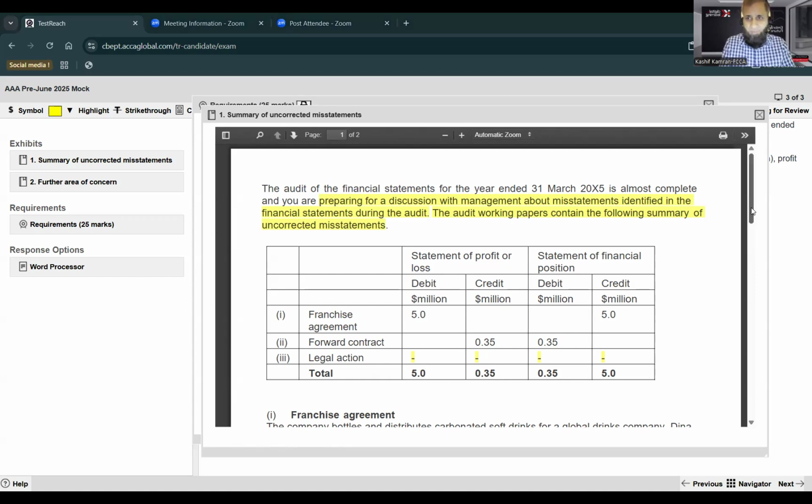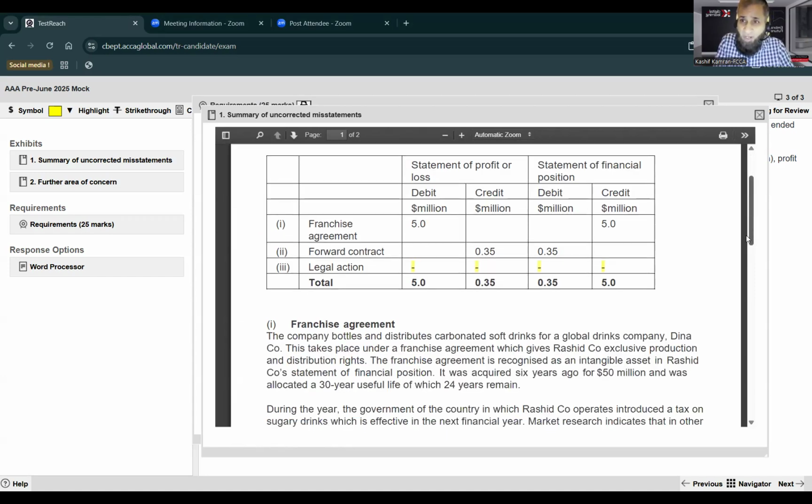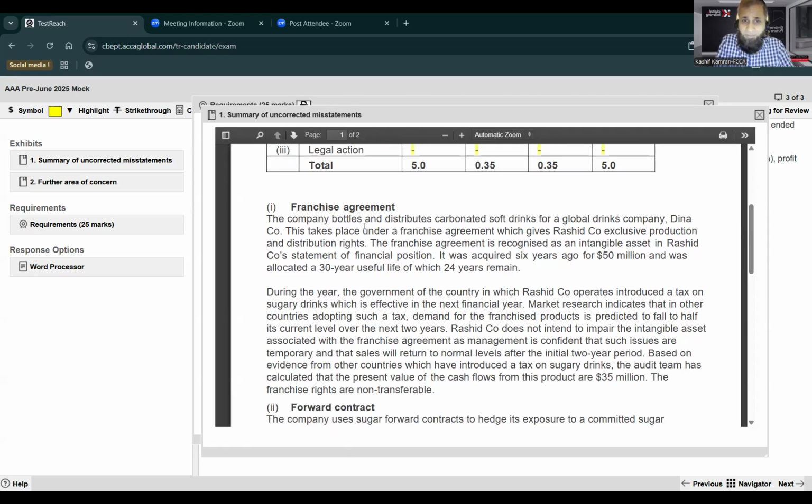Next, the first one deals with the franchise agreement. Now, in the franchise agreement, I saw some students look at this $50 million. They took the materiality on $50 million. No, you have to take the materiality on the misstatement. The misstatement is $5 million. $50 million is the full amount.